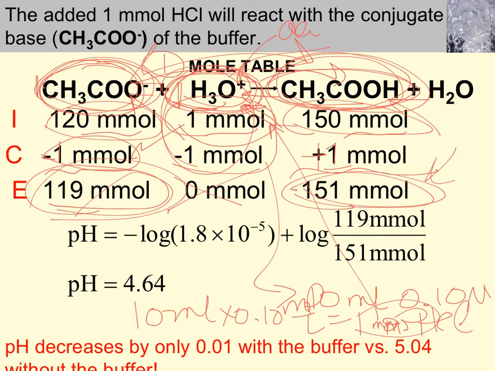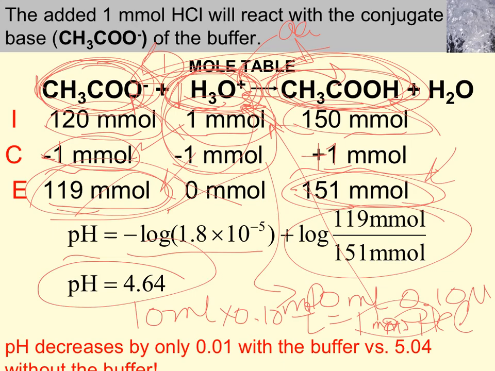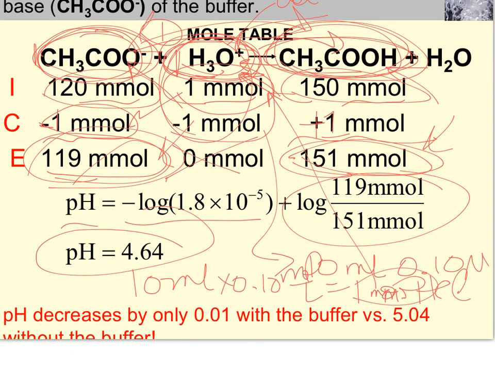So now that you have the new amounts, you can plug in the Henderson-Hasselbalch equation, and you're going to see that the pH is 4.64. Now, the original pH of the buffer system was 4.65, I think. Okay, that was original. So it's only changed by 0.01 pH unit, okay, versus 5 pH units if we don't have a buffer. So that's pretty amazing.